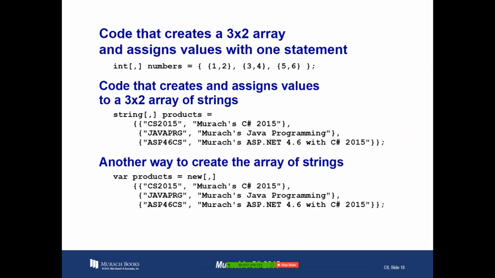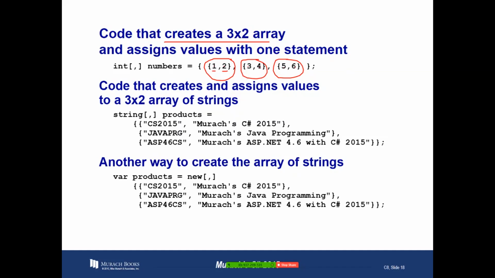So here's a different way. This is code that creates the same 3x2 array and assigns the values right in one statement. So this is the first row, which is row 0. This is the second row, which is row 1. This is the third row, which is row 2. And these are the indices: 0,0, 0,1, 1,0, 1,1, 2,0, 2,1.